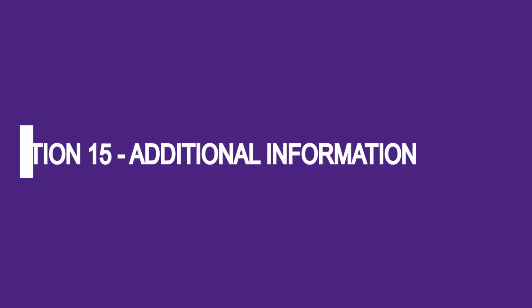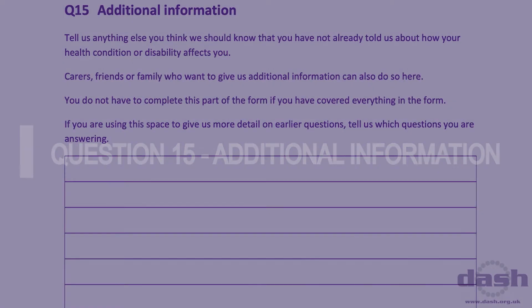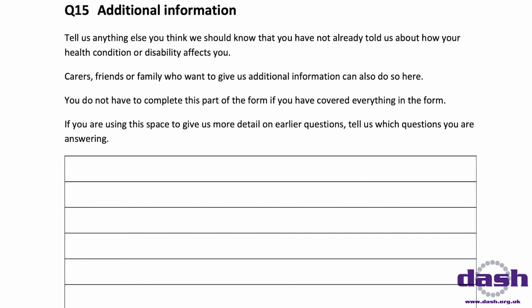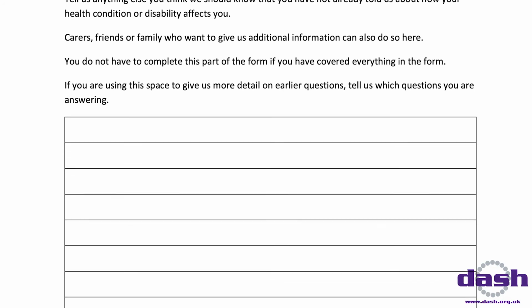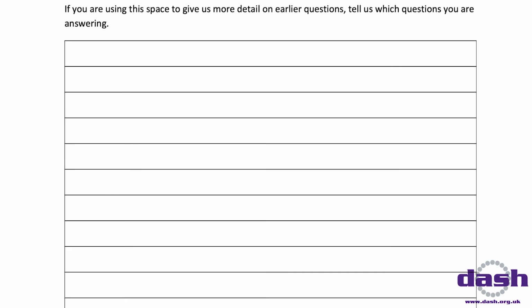In this part of the PIP2 form, you can include any areas that were not covered, or if you have anything to add about your health conditions or disabilities. If any carers, friends, or family want to provide further information, they can do so here. Please describe how your condition and disabilities affect you if you have not mentioned it already. As always, go into as much detail as possible. Please note that you don't have to complete this part if you've covered everything in the form.